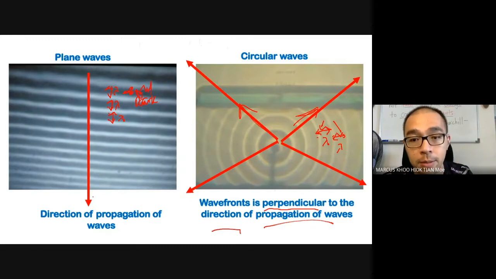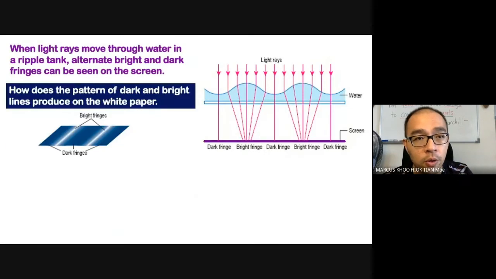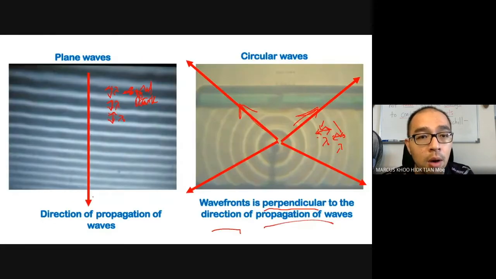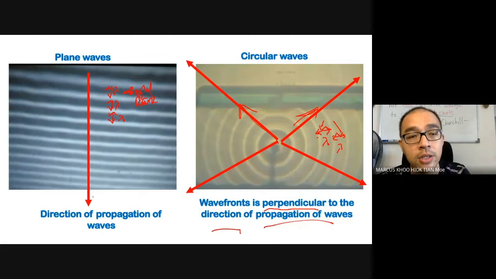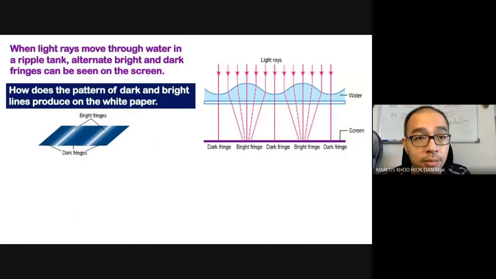Now we come to the question about why is it that there is bright and dark? You have to assume that there's a light shining on the wave. So when we see the wave on a piece of paper, we're going to see this bright, dark, bright, dark, bright, dark. And this is the explanation why. When light rays move through the water in a ripple tank, alternate bright and dark fringes can be seen on the screen. Bright, dark, bright, dark.